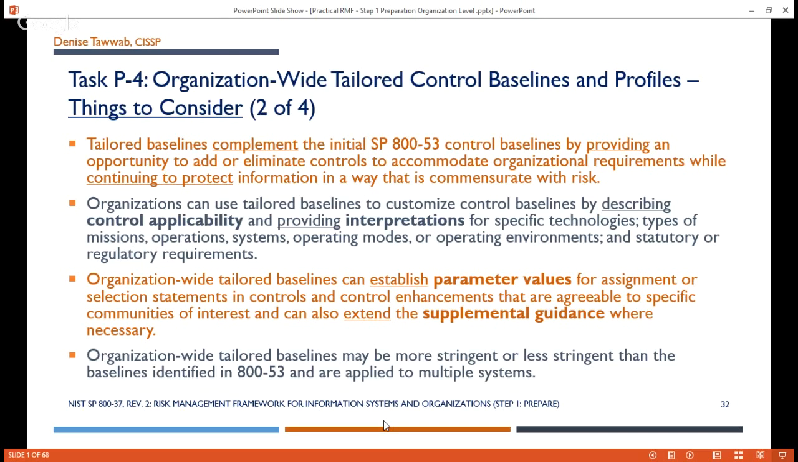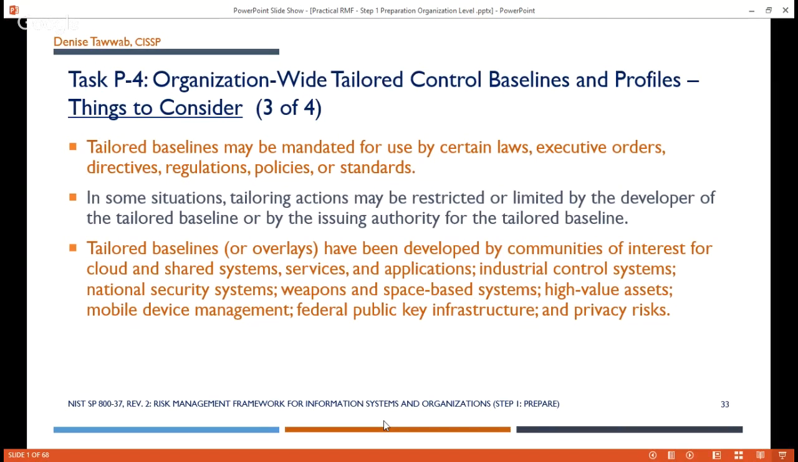Organization-wide tailored baselines may be more or less stringent than the 800-53 baselines, depending on your organization, and can be applied to multiple systems once you define those baselines. Tailored baselines may be mandated for use by certain laws, executive orders, policies, standards, regulations. A case in point is 800-171, which is all about protecting controlled unclassified information. That is a tailored baseline.